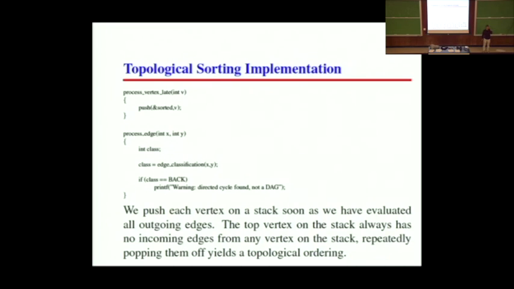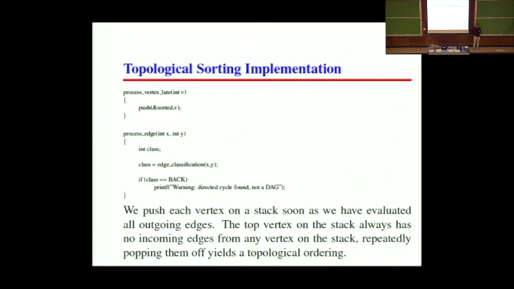There's another way to do topological sorting, though. Does anybody else know of another way to do it? I don't know if people have seen it in another class or anything like that. What do we know about the first vertex in topological order? What do we know about the vertex that's going to be first in topological order? Okay, yeah? Does everybody agree that there's no edges that are pointing to it? Its in degree is zero.